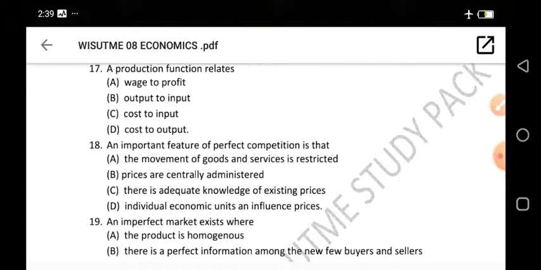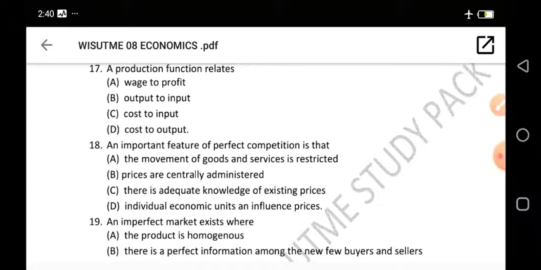Question 18. An important feature of perfect competition is this. Now, if you remember, perfect competition is under your market structure. Under market structure, we have different types of markets: markets determined by the quantity of goods sold in them, markets determined by price, and markets determined by distribution and network.